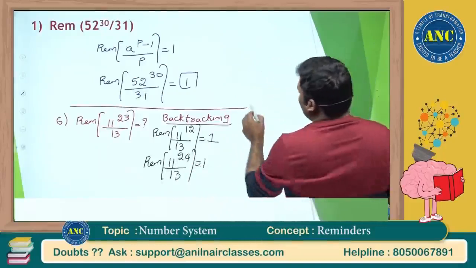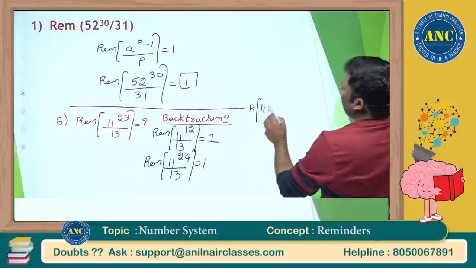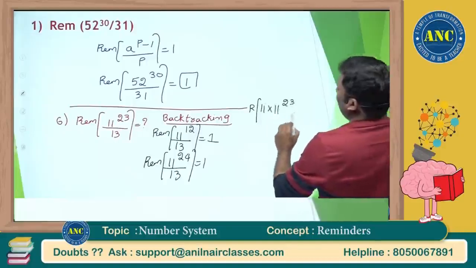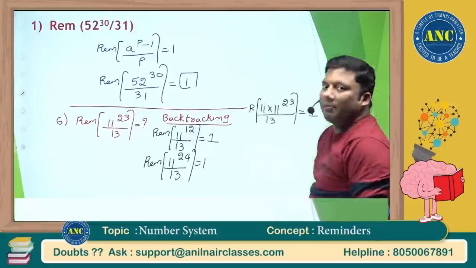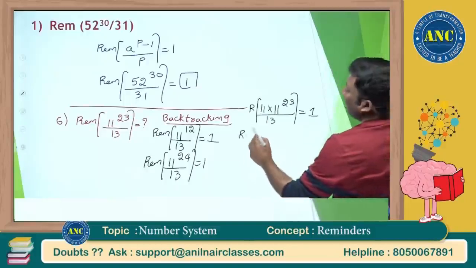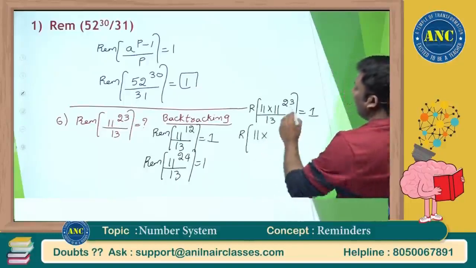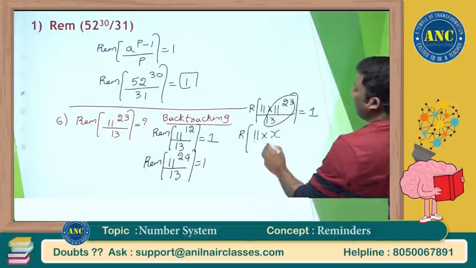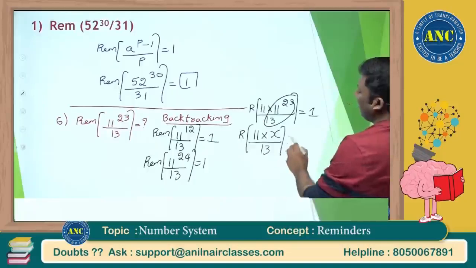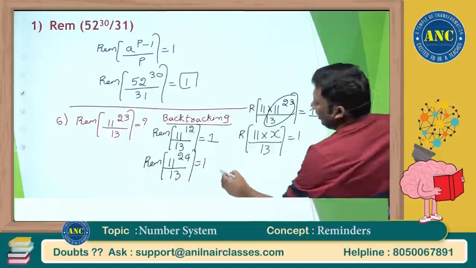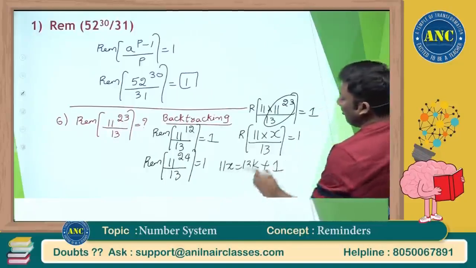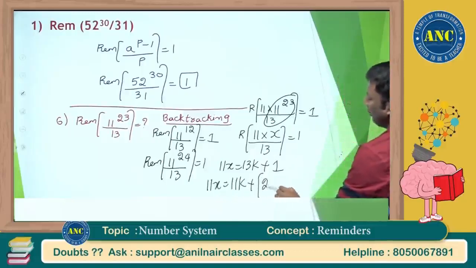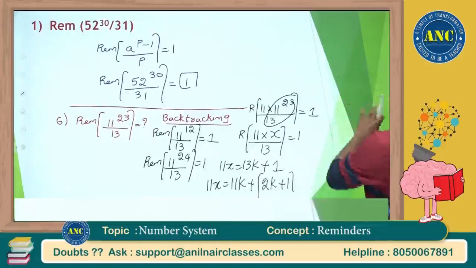I want 23. So these are nothing but 11 into 11 power 23 divided by 13, it is nothing but 1. 11 into 11 power 23 divided by 13. 11 by 13, 13 zeros are 0, remainder 11. 11 power 23 by 13, I want the value. When I further divide, the remainder does not change. 11x when you divide by 13, quotient is k, remainder 1. So 11x is nothing but 11k plus 2k plus 1.